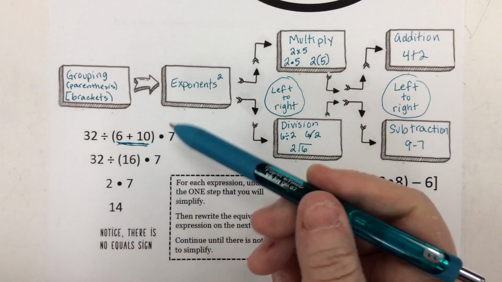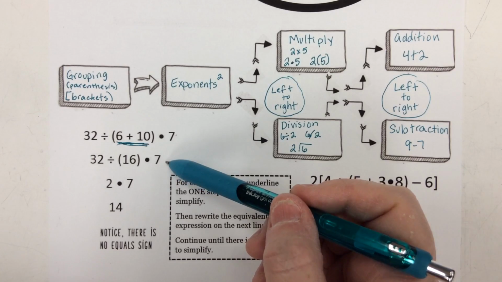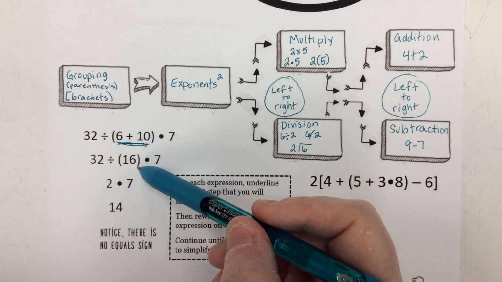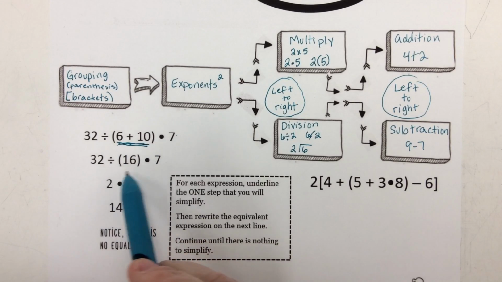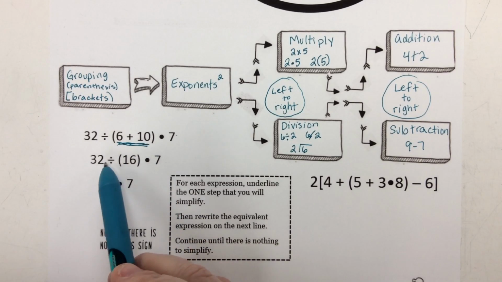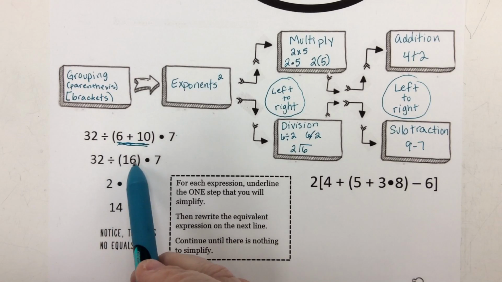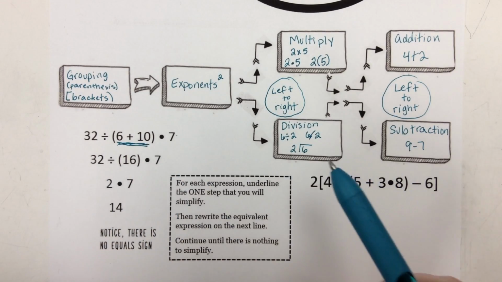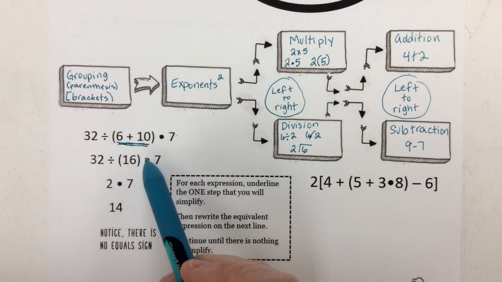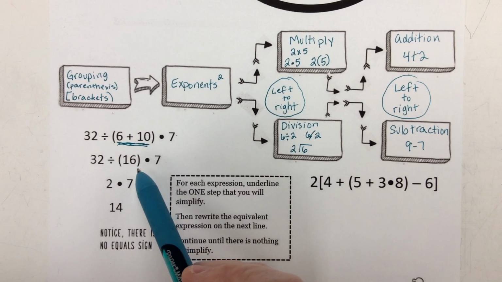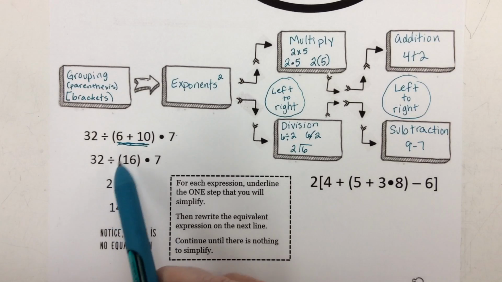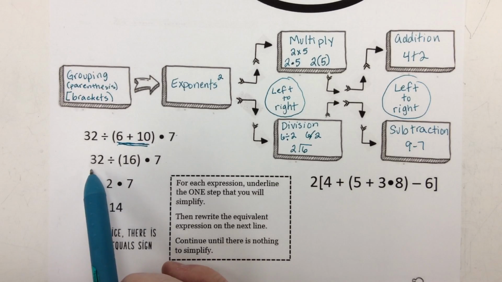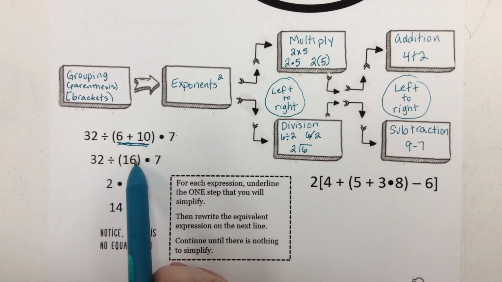The only thing that I changed from this expression to this one is that 6 plus 10 becomes 16. That becomes my 16, and then I rewrite everything else. Now I have 32 divided by 16 times 7. Those parentheses are there, but they don't mean anything anymore because there's nothing inside to simplify, and there's nothing smushed up against them. So it's the same as them not being there.